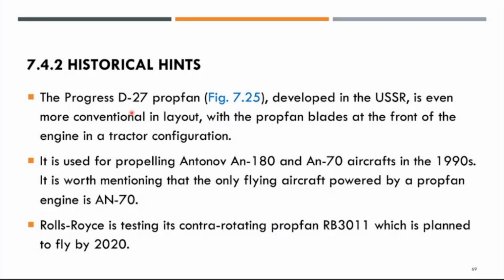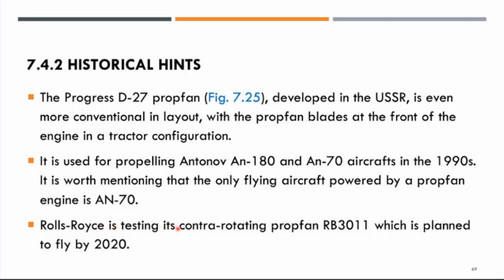The Progress D27 Propfan in figure 725 developed in the USSR is even more conventional in the layout, with the Propfan blades at the front of the engine in a tractor configuration. So it is used for propelling Antonov AN-180 and AN-70 aircraft in the 1990s. It is worth mentioning that the only flying aircraft powered by Propfan engine is the AN-70. This has gone into the manufacturing stage and is being used in the Russian Federation.